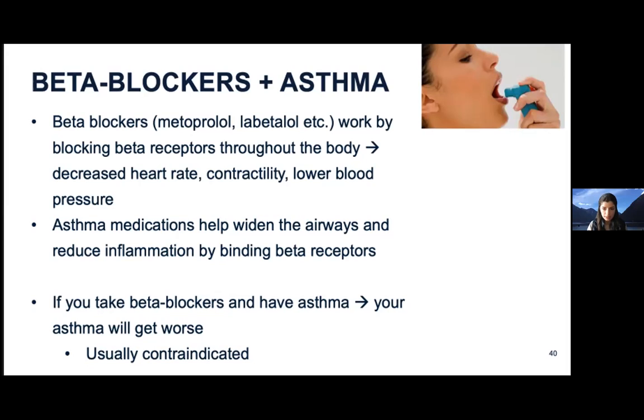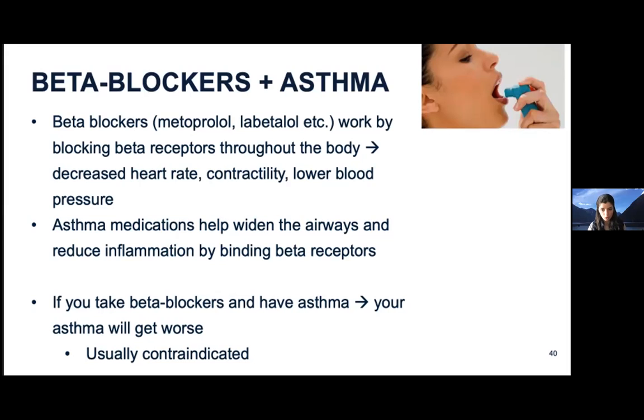Asthma, on the other hand, is an inflammatory disease of the airways. And so the primary medication for asthma are called bronchodilators. And this includes things like salbutamol in the puffer format. And so the medication in puffers aims to bind to the beta receptors in order to relax the airways and decrease inflammation.